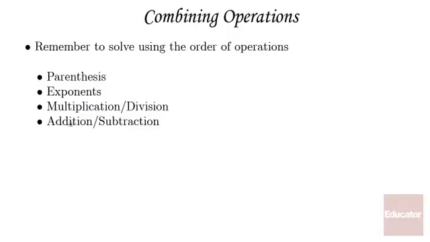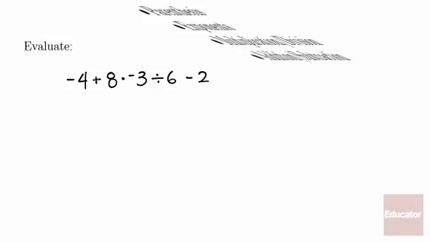And same thing for addition and subtraction. So if you have something to subtract before you add, then you would just do that in the order from left to right instead of adding first and then subtracting, okay? So again, parentheses, then exponents, then multiplication and division, and then addition and subtraction, okay?